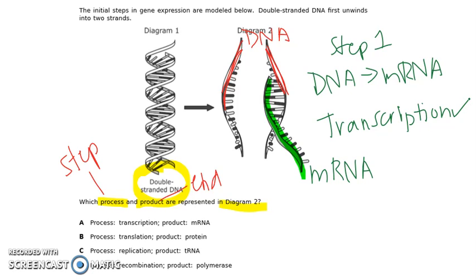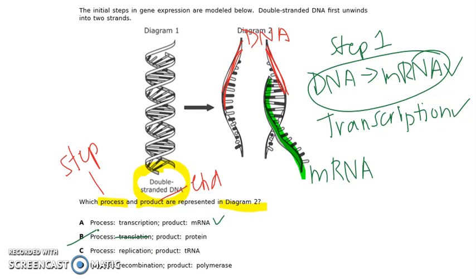Product, mRNA. Remember, the product is what you end with. If we look up here and see what we brainstormed, we did say mRNA is the end of step 1, transcription. So A is looking good. Let's go ahead and check our others though. B, process translation. Okay, translation is step 2 of protein synthesis, which is not what's seen.